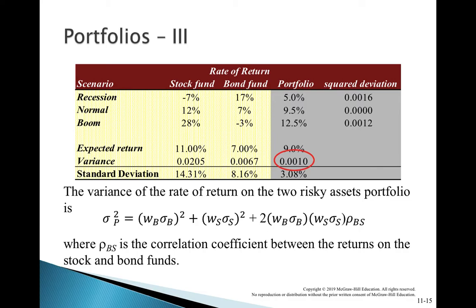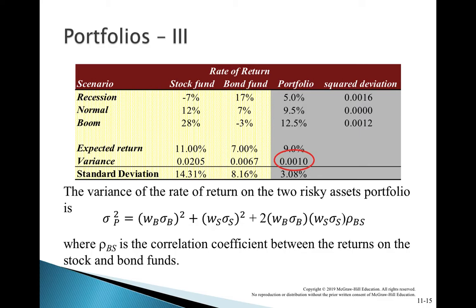Here some of the books, some of the authors, they open this. Then the formula will be weight of bond square multiplied by standard deviation of bond square plus weight of stock square multiplied by standard deviation of stock square plus 2 multiplied by weight of bond, weight of stock, standard deviation of bond, standard deviation of stock multiplied by correlation of bond and stock. Some of the authors, they use it like this. They open the formula and they write it in this way.